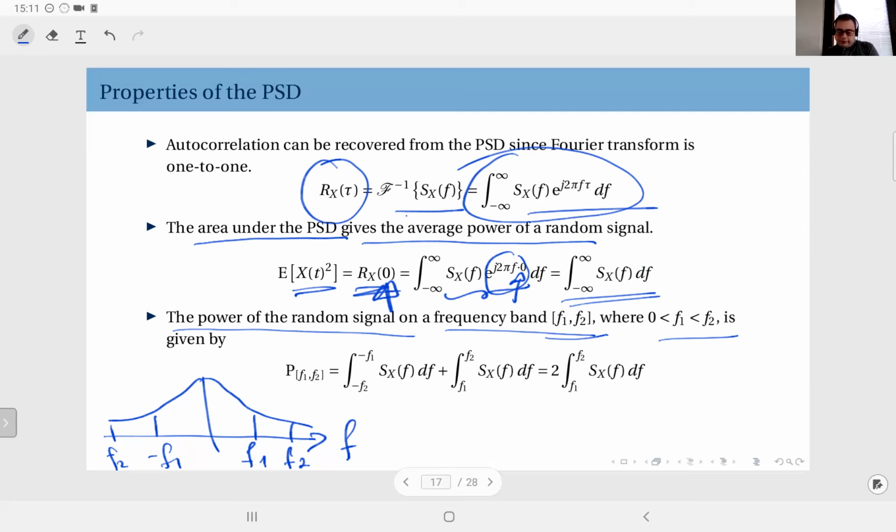But essentially, you need to integrate the power spectral density in both of these intervals, from minus F2 to minus F1, and then F1 to F2. So that is the total power embedded in your signal in this band. But since we know that the PSD is an even function, this area is equal to this area, so you can just write it as 2 times the integral from F1 to F2 of the PSD.